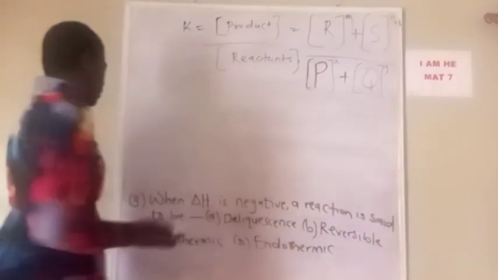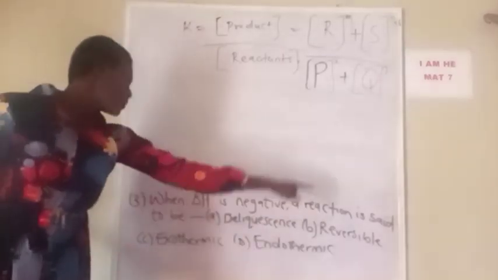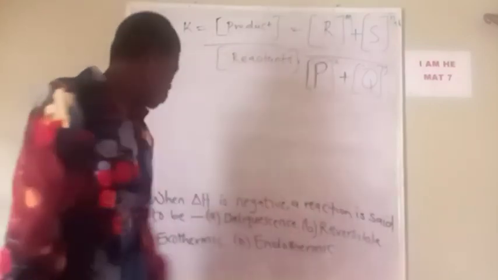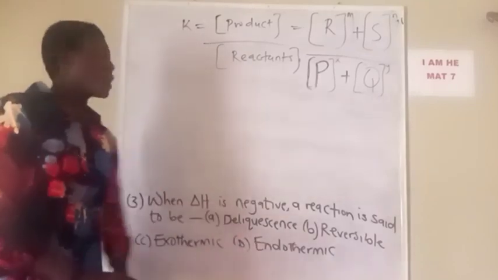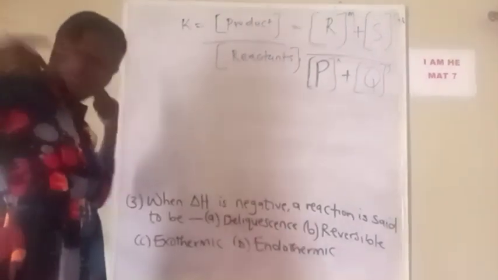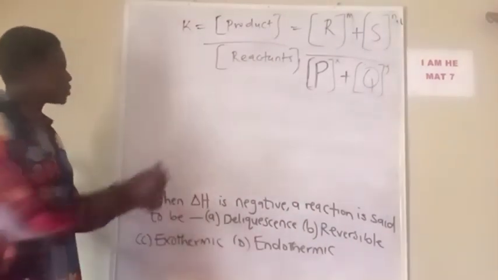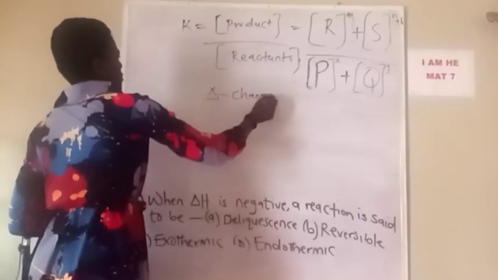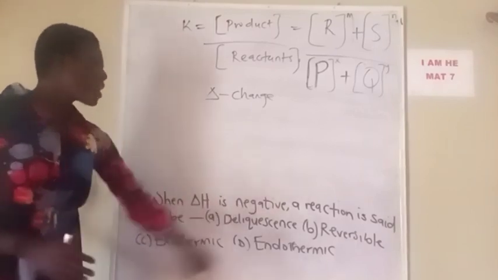The next question says, when delta H is negative, a reaction is said to be what? Dash. A, deliquescent. B, reversible. C, exothermic. D, endothermic. Now this delta H means what? Change in what? Change in heat. You understand? So when you see the word delta, it means change. Okay, so when delta H is negative, a reaction is said to be what?